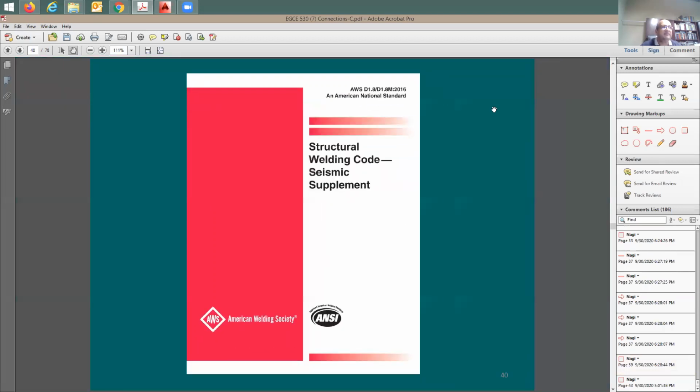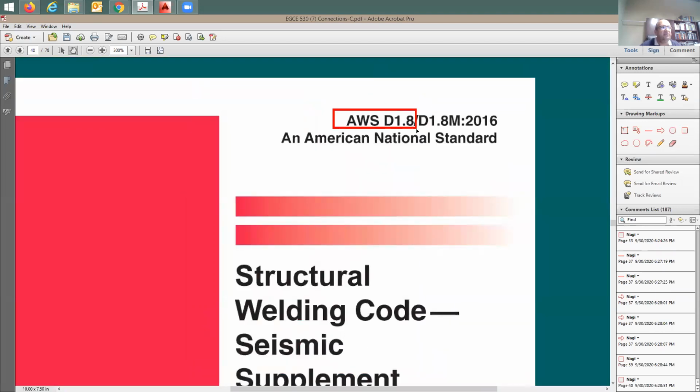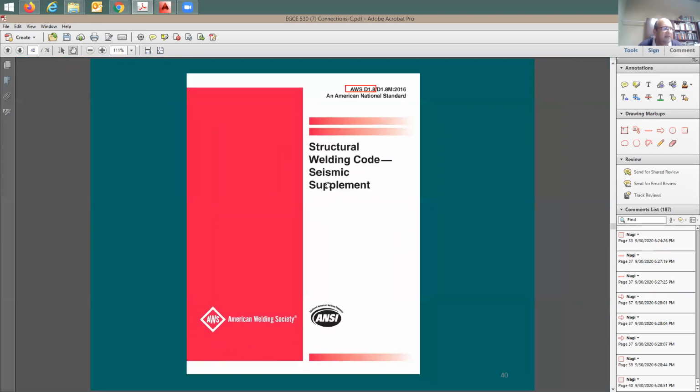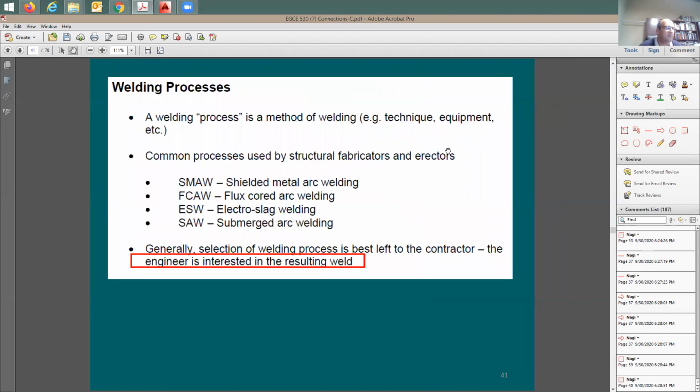If you're doing seismic connections, you're going to be following AWS D1.8. When it says slash D1.8M, that is going to be metric, and 2016 is the year that we use. So look, it's going to be for seismic requirements. Now the welding process. What we care about is going to be the welding threads, but you need to understand the difference between welding and soldering. I'm wondering if someone can explain to us the difference between welding and soldering, if you guys have an idea about it.